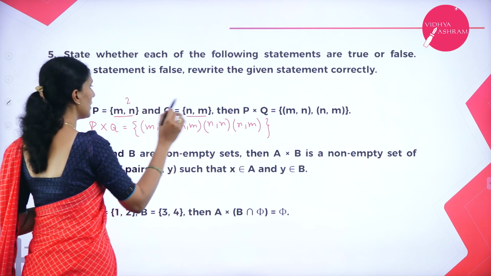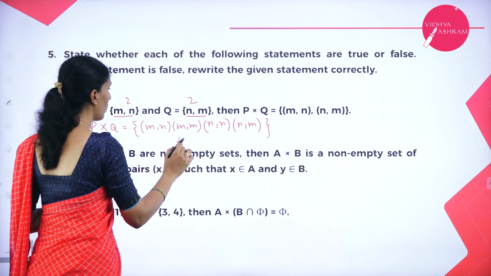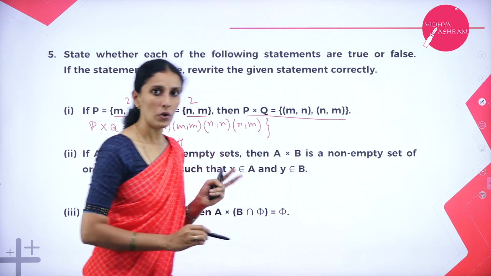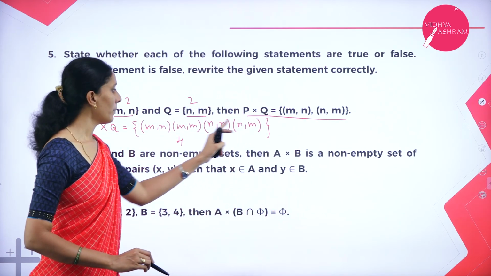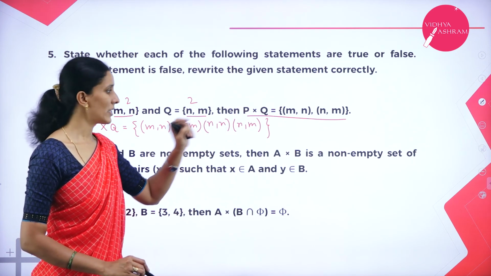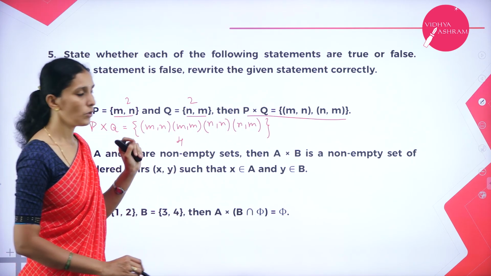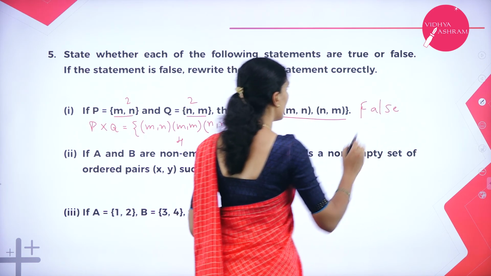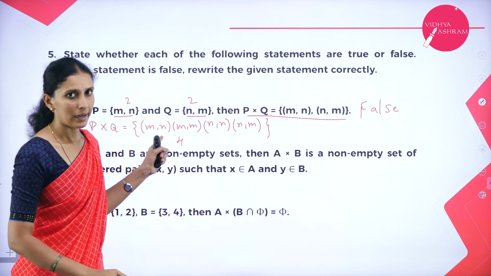So 2 elements here, 2 elements here, so 2 twos are 4 elements here. Do you find the same thing here? No. So (m, m) and (n, n) are not present in the given set. Therefore the given statement is false, and we have now written it correctly.